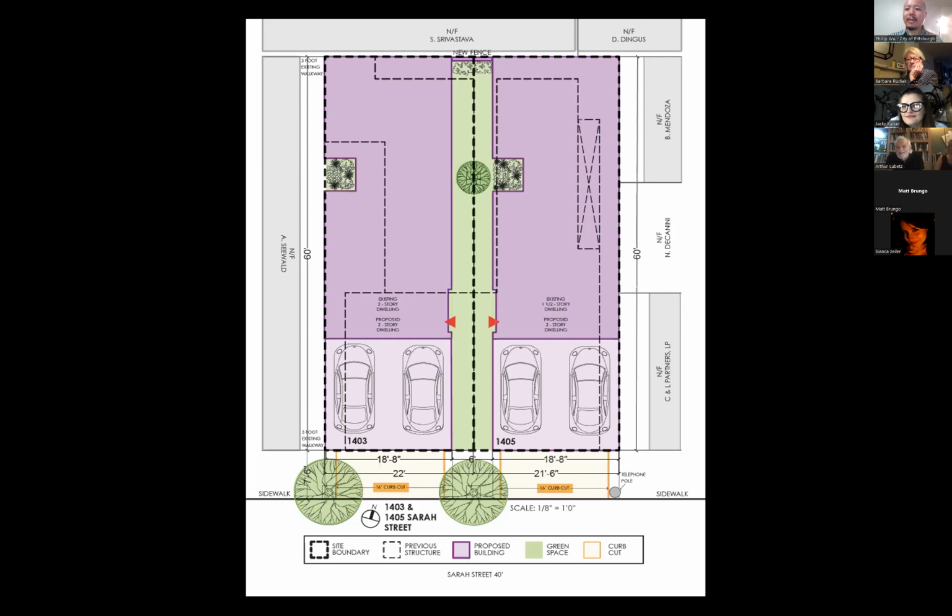We also have a couple of comments from the Dinguses. Daniel Dingus looks like he had to leave, but he said, please record that I oppose these variances submitted. And then Samantha Dingus writes, the Dinguses are also concerned with building to the property line.